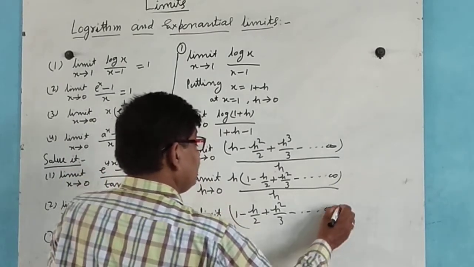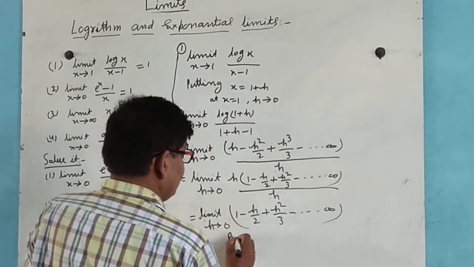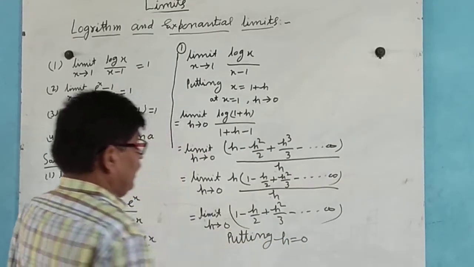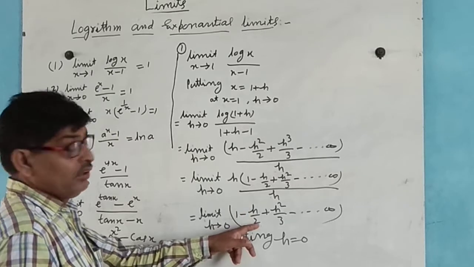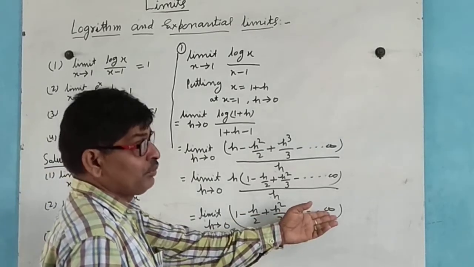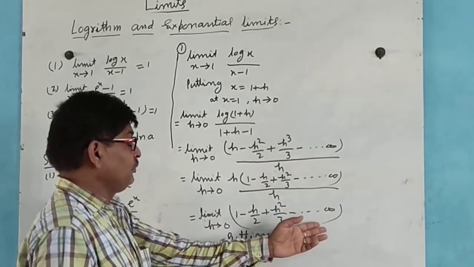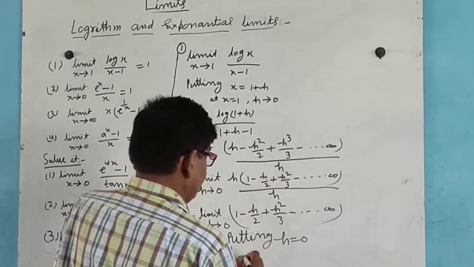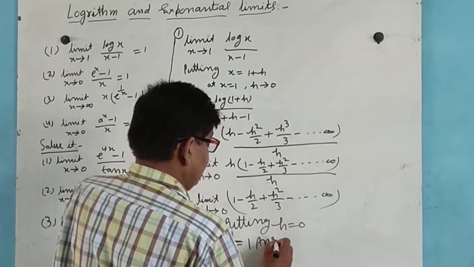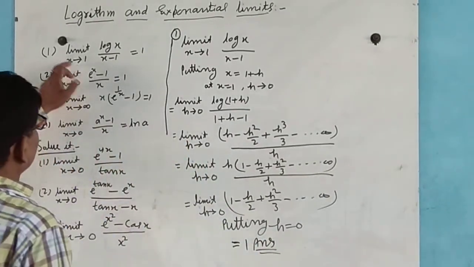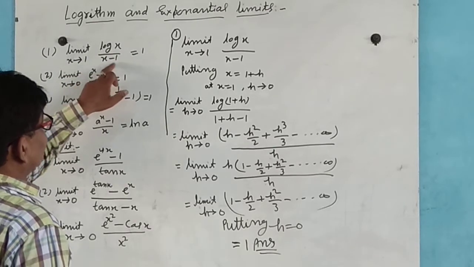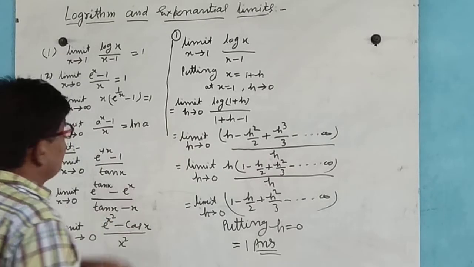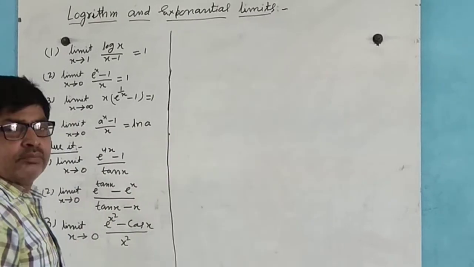Putting h is equal to 0, all the other terms become 0 and only 1 remains. Limit x tends to 1, log x by x minus 1 equals 1. Now second problem.